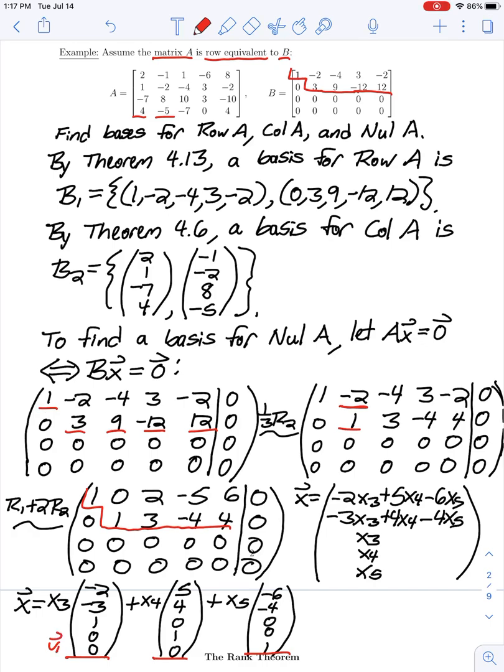So if we call those vectors, let's say v1, v2, and v3, a basis for the null space. So let's say a basis for null A is the set, let's call it v3, consisting of these 3 vectors, v1, v2, and v3. All right. So this example illustrates how a single set of row operations on a matrix A, bringing it to reduced row echelon form, would allow us to determine a basis for the row space, the column space, and the null space of that matrix. All right.